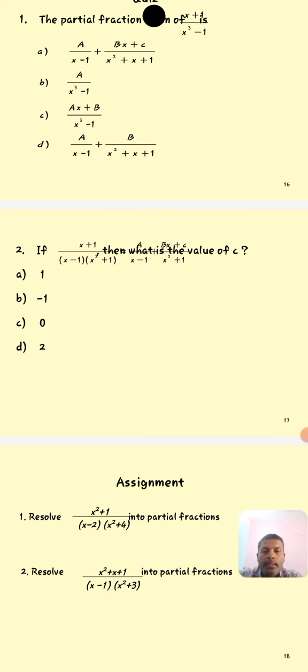Now we observe the denominator part. Here x minus 1 is a non-repeated linear factor. X square plus 3 is an irreducible quadratic factor. One linear factor, one quadratic factor. Then how to write in partial fraction format? A by x minus 1 plus bx plus c divided by x square plus 3.